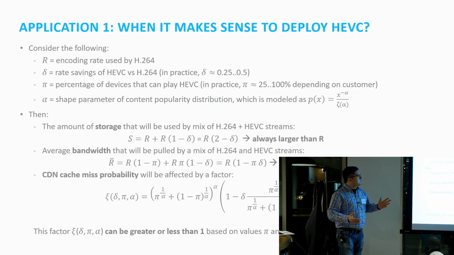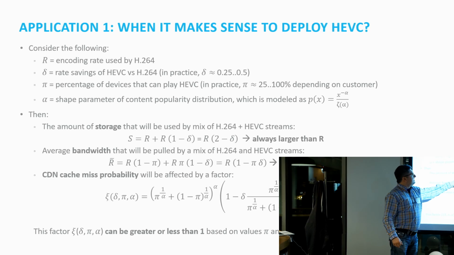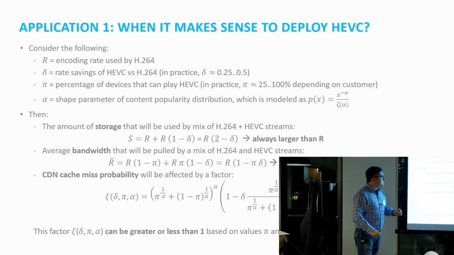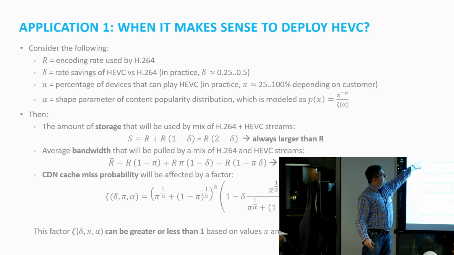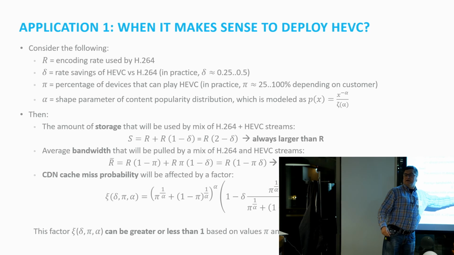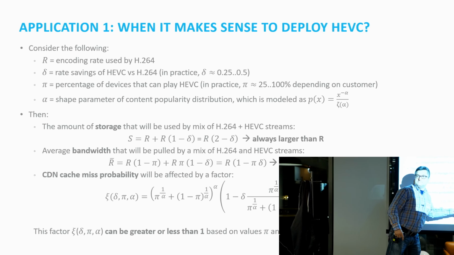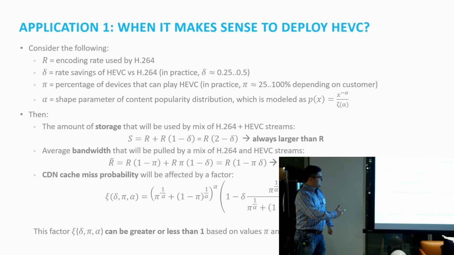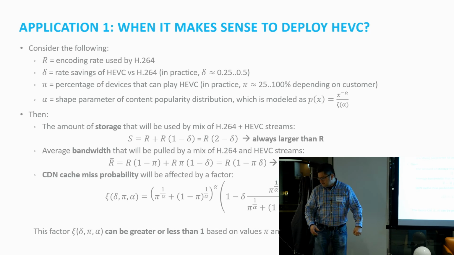Then, using those things and also things that we've derived before, we can express a few things. We could say what would be the total amount of storage required for storing both HEVC and H.264 streams. What would be the average bandwidth that is used? This is very easy because we have the percentage of devices using HEVC, so it becomes just a blended average using P as the percentage. But then what would be the CDN cache miss probability? That's where that formula comes in. And that's the expression that is essentially the most non-trivial in this exercise.